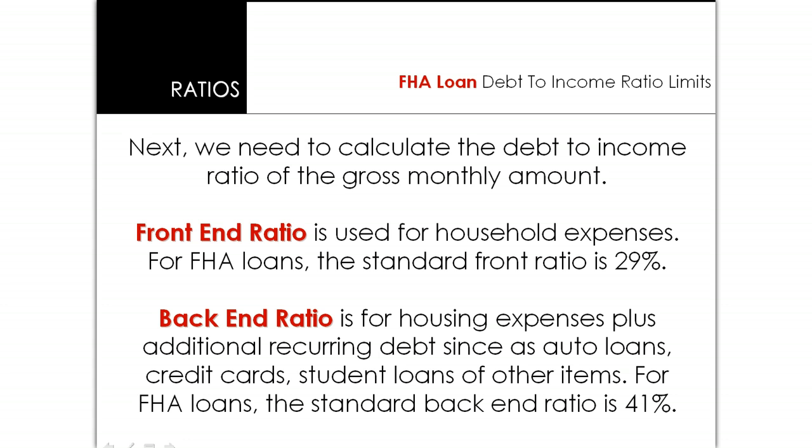Next, we need to calculate the debt to income ratio of the gross monthly amount. Your front-end ratio is used for your household expenses. For FHA loans, the standard front-end ratio is 29%. Back-end ratio is for housing expenses plus additional recurring debt such as auto loans, credit cards, student loans, and other items. For FHA loans, the standard back-end ratio is 41%.